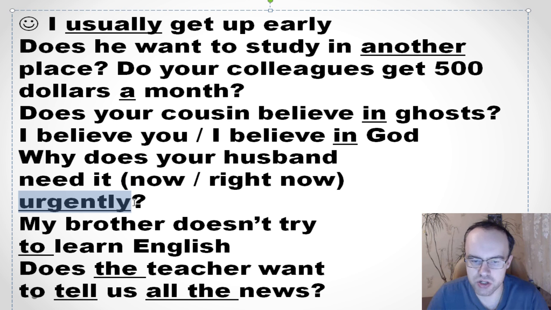My brother doesn't try to learn English. So we talked about it, so normally we put to between two verbs. My brother doesn't try to learn English. So try to do something. Does the teacher want to tell us all the news? So the teacher, so we know this teacher, want to tell, so we put to between two verbs, and all the news. We say all the information, all the news, all the knowledge, and so on.